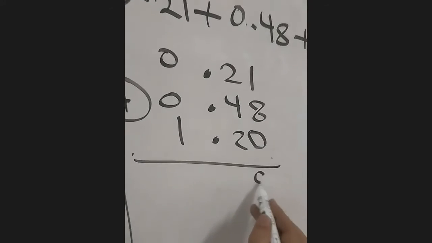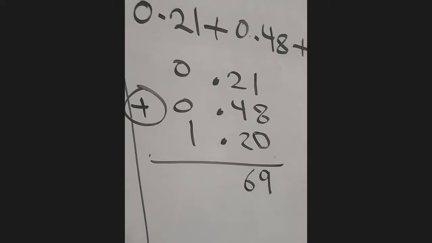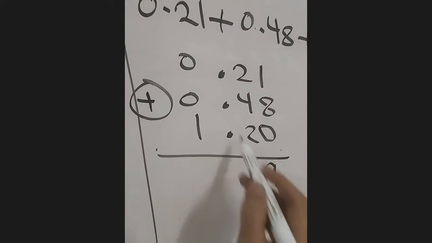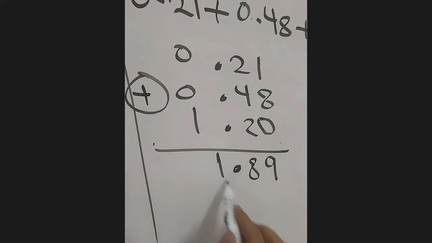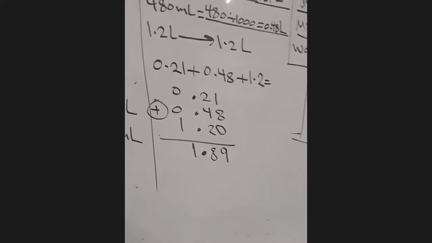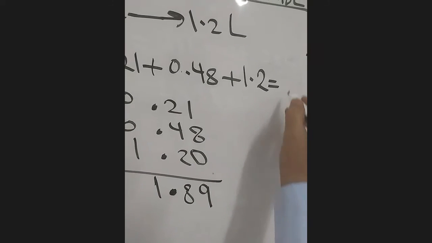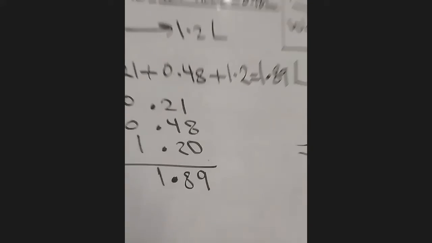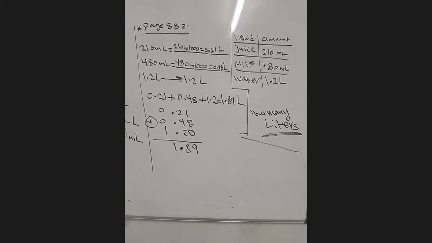Now let's add them normally. 1 with 8, 9. 2 with 2, 6. Sorry, 8 plus 2 is 6? Sorry, eight. The decimal comes down. 0 plus 0 plus 1, 1. How many liters do we have? 1.89 liters. This is the answer. Do you understand it? Yes.